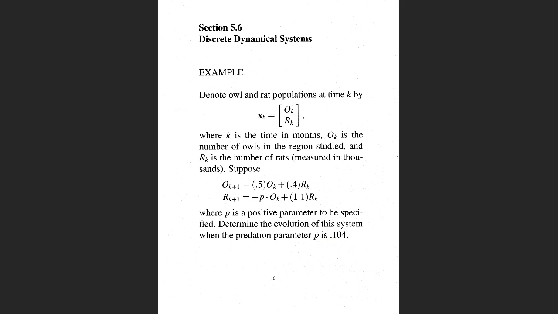Well, what we want to do is determine the evolution of this system. How many are feeling better now with these two equations that model the relationship between the owl and rat populations? How many, with that little discussion, feel better? Okay, Eleanor feels better. How many feel comfortable before we move on?